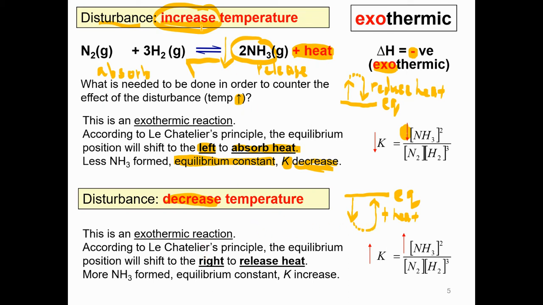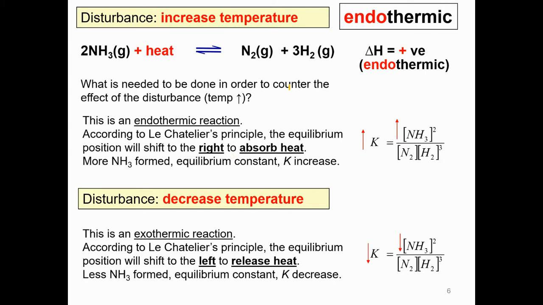Okay, so we shift to the right in order to release heat. So this time, more ammonia is formed, so the equilibrium constant will increase. Okay, before I forget, every time we want to write an explanation for temperature affecting the equilibrium position, we must first identify: is it exothermic or endothermic?